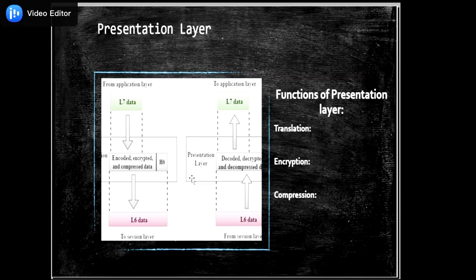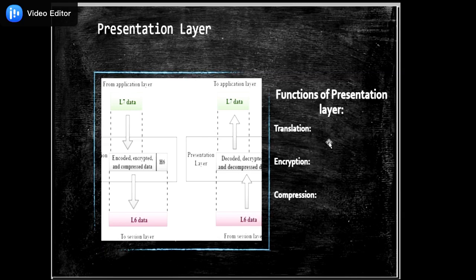Then the functions of the presentation layer: translation, encryption and compression. Why? Because that is the presentation layer. The presentation layer processes the systems exchanging information in the form of characters, strings, numbers and so on. Different computers use different encoding methods, and the presentation layer handles the interoperability between the different encoding methods. It converts the data from the sender dependent format into a common format and changes the common format into the receiver dependent format at the receiving end.